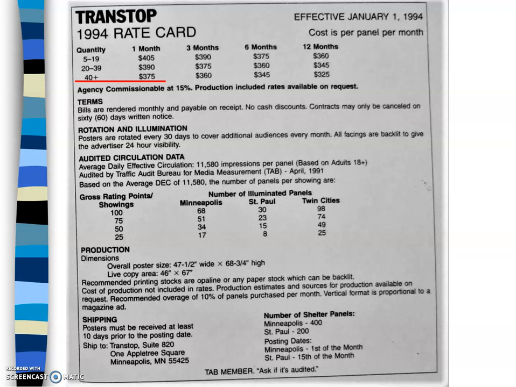If you get from 5 to 19 billboards, outdoor, it costs $405 per month per billboard. If you do 20 to 39 in the schedule, you pay only $390 per billboard. If you do 40 plus for 1 month, it's $375 per billboard. And then you get discounts, not just for quantity, but for scheduling it for multiple months. So cost is per panel per month. So if you do 10 billboards for a month, your absolute cost is going to be $4,050 for the total, plus the agency commission, 15% commission.